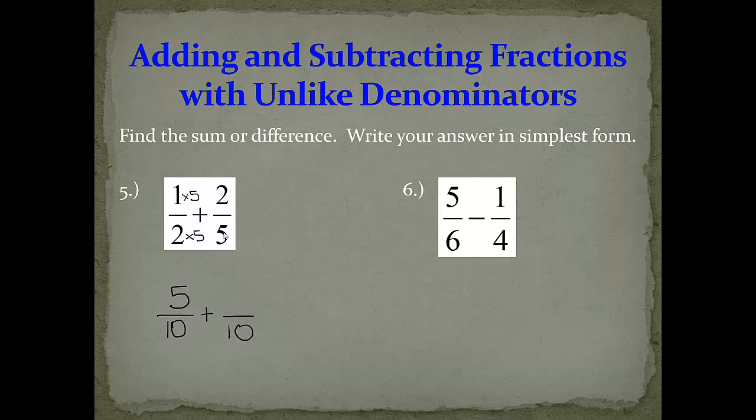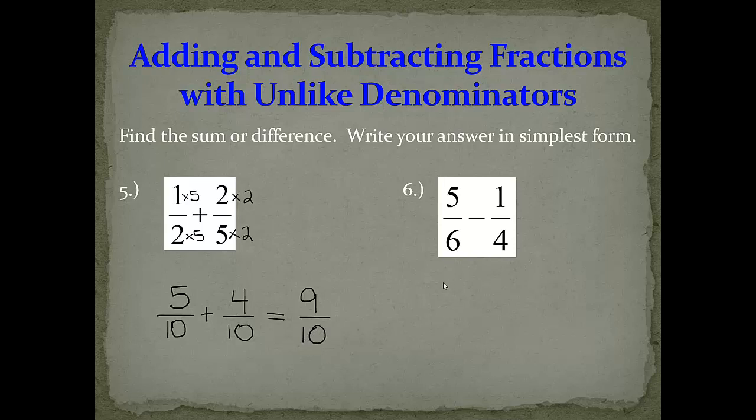Now for our second fraction, we're starting with 5, and we want to get 10, so we would multiply by 2. If we're multiplying the denominator by 2, we also multiply the numerator by 2. And 2 times 2 is 4. Now that we have the same denominator, we can go ahead and add our numerators. 5 plus 4 is 9, and our denominator stays the same. Our denominator is 10. 9/10 is in simplest form, so we are finished.